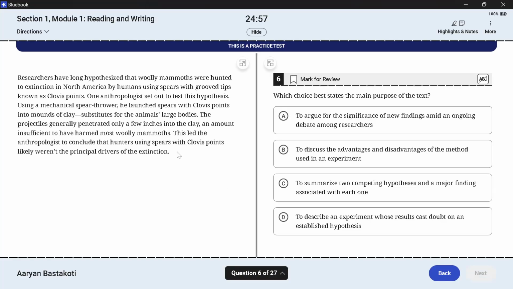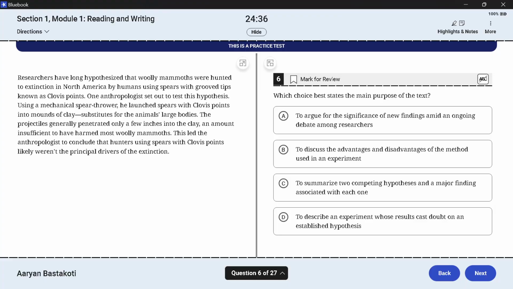Yes, because he's fast. And again, the main purpose of the text: researchers have long hypothesized that woolly mammoths were hunted to extinction in North America by humans using spears with Clovis tips. Okay, spears. I am actively trying to summarize the sentence. Spears and woolly mammoth hunted. This is the summary of the first line.